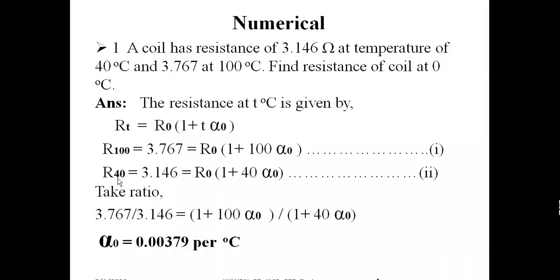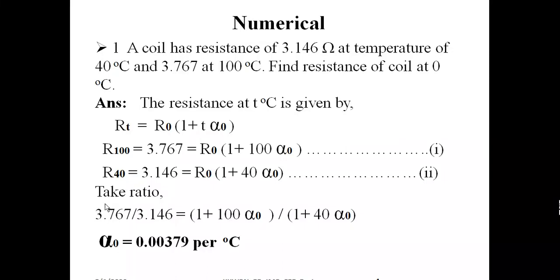So, the equation will look like R40 = 3.146 = R0(1 + 40 alpha 0), and that will be our equation number 2. Now, take the ratio of these two equations. Mathematically, on the LHS we can write 3.767 divided by 3.146, which will be equal to, on the RHS, (1 + 100 alpha 0) divided by (1 + 40 alpha 0), because R0 will cancel out here.